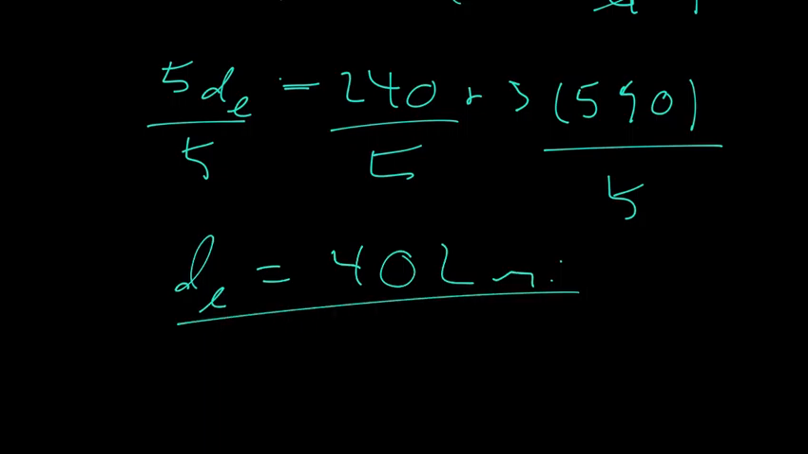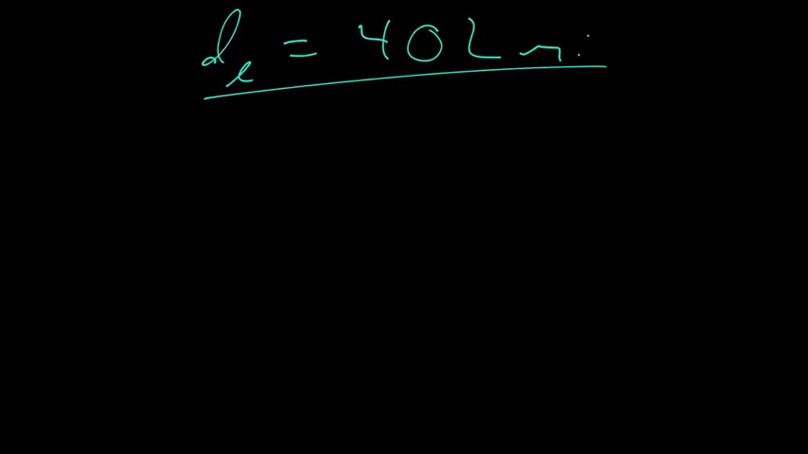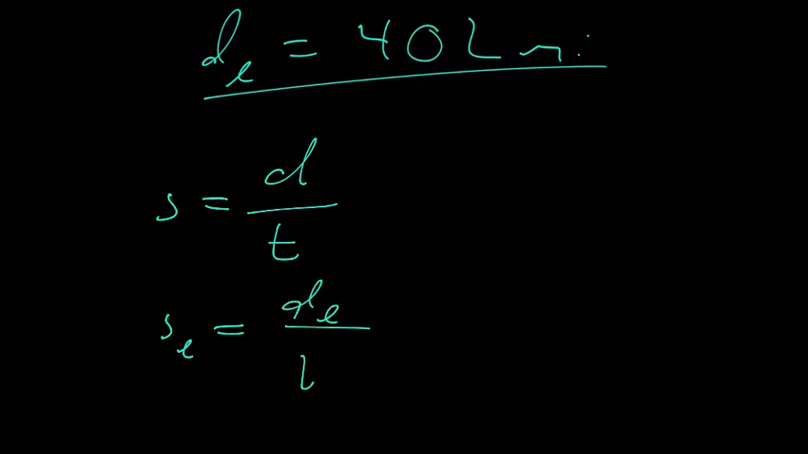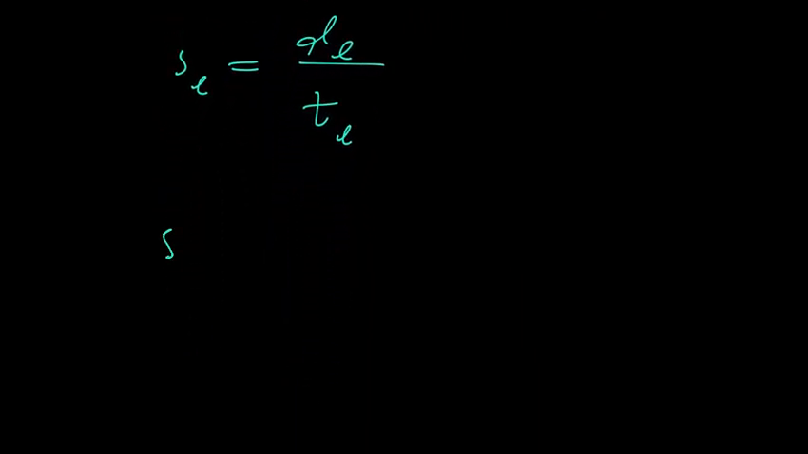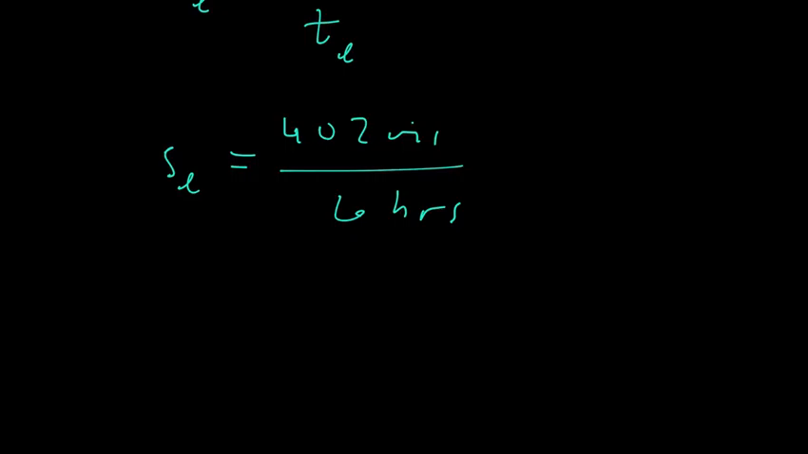We're asked to find the speed traveled on the level road, and to do that, we're just going to use our equation again: S equals d over t. The speed on the level road is equal to the distance traveled on the level road divided by the time spent on the level road. Plugging in what we know, S sub L is equal to 402 miles divided by 6 hours, which gets you an average speed on the level road of 67 miles per hour.